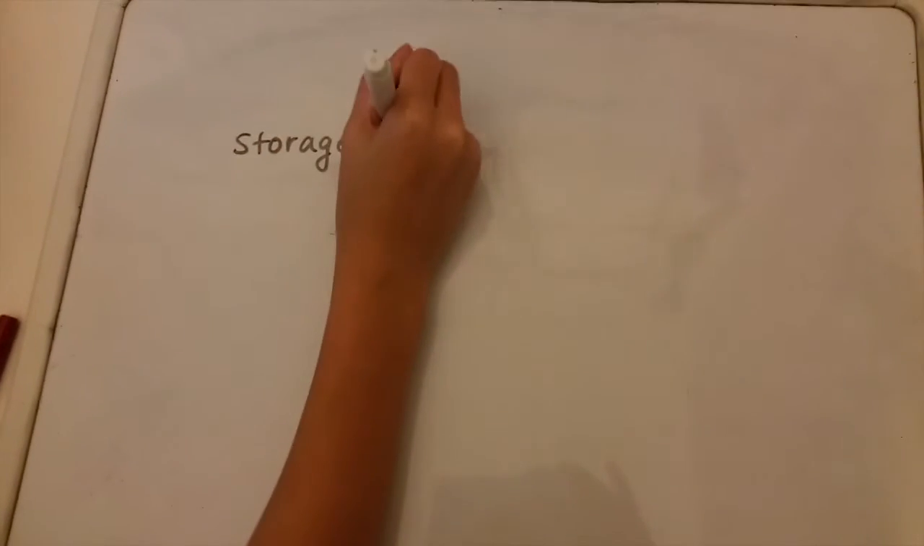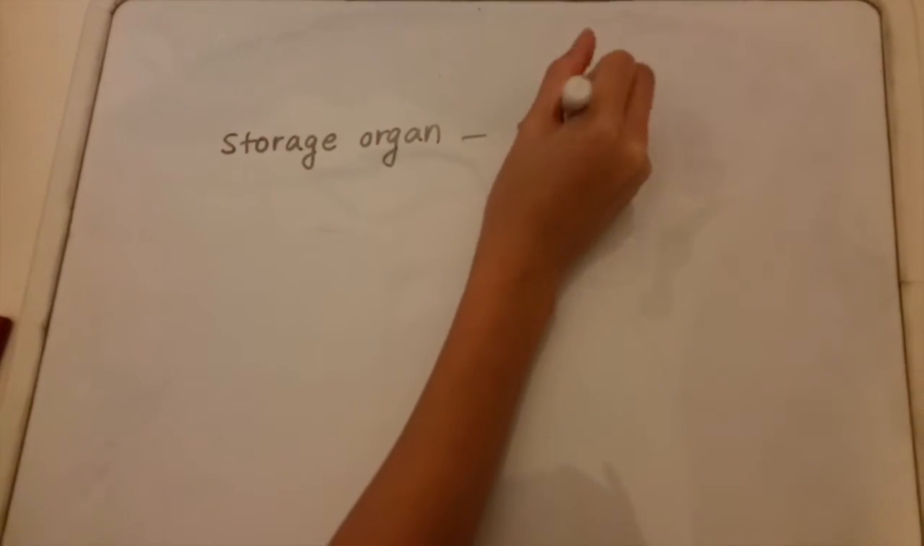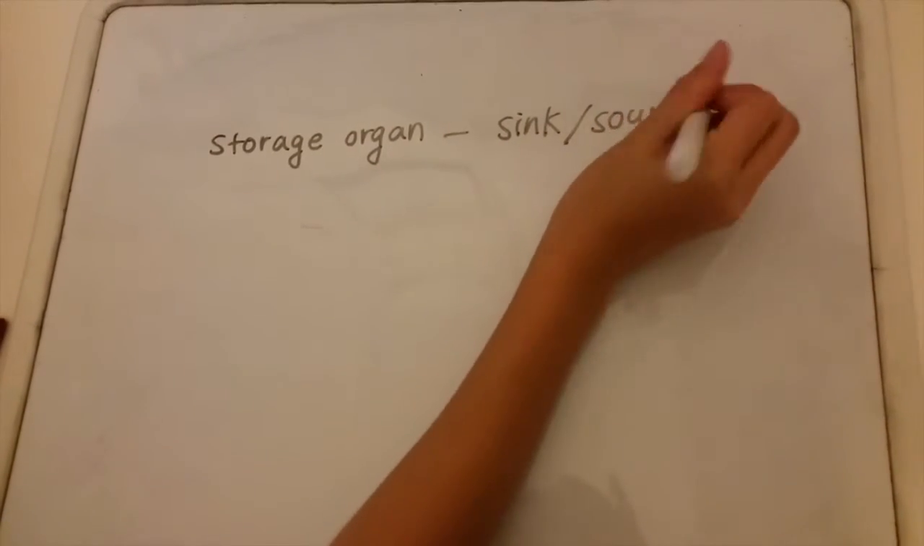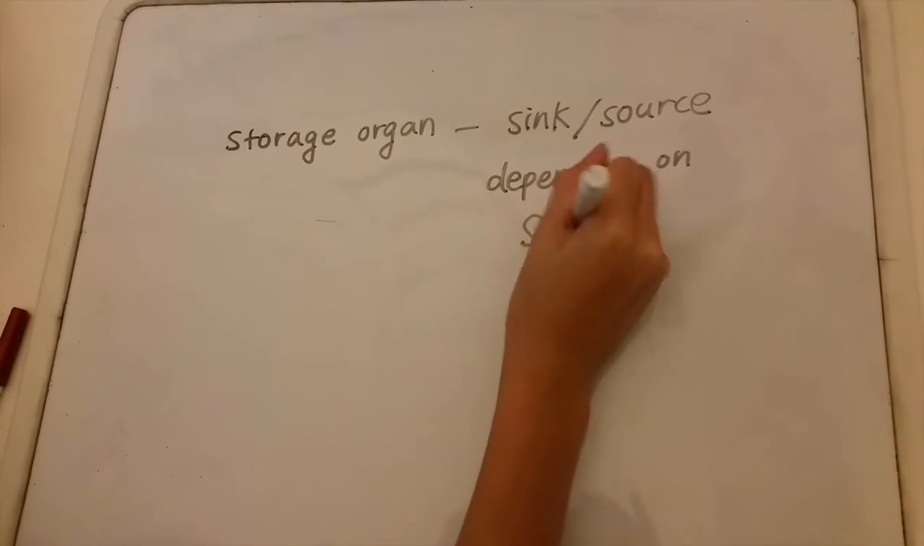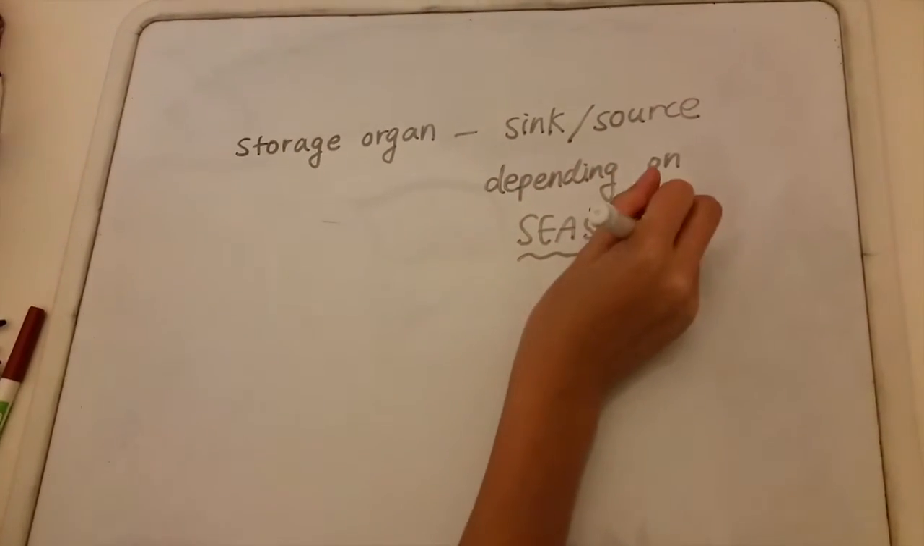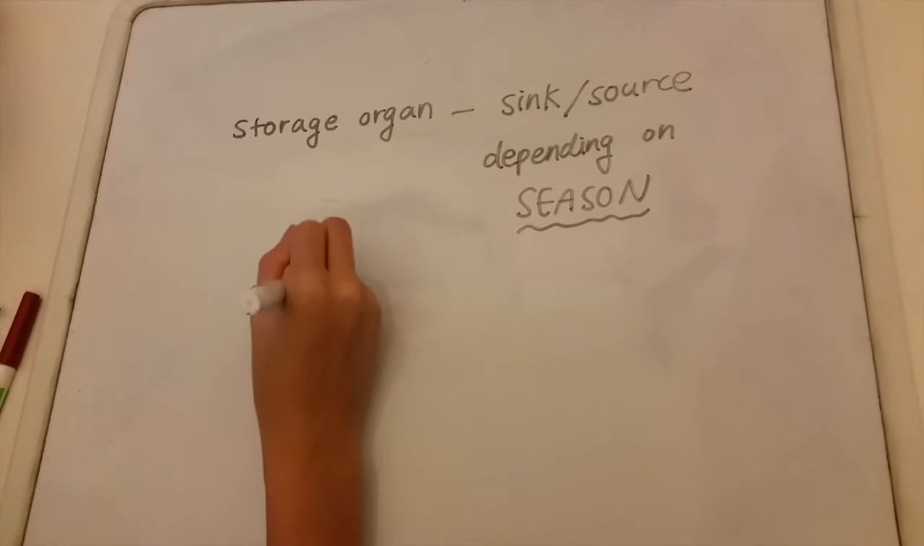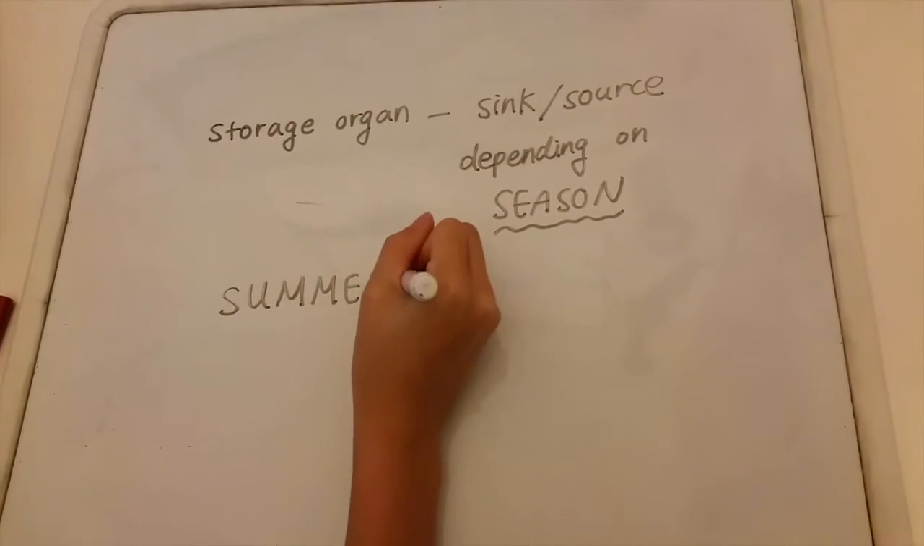An organ may be either a sink or source depending on the season. In the summer, it can stockpile carbohydrates as a source. After breaking dormancy, it can become a sink as it breaks down the starch, which is carried in the phloem to the shoot system.